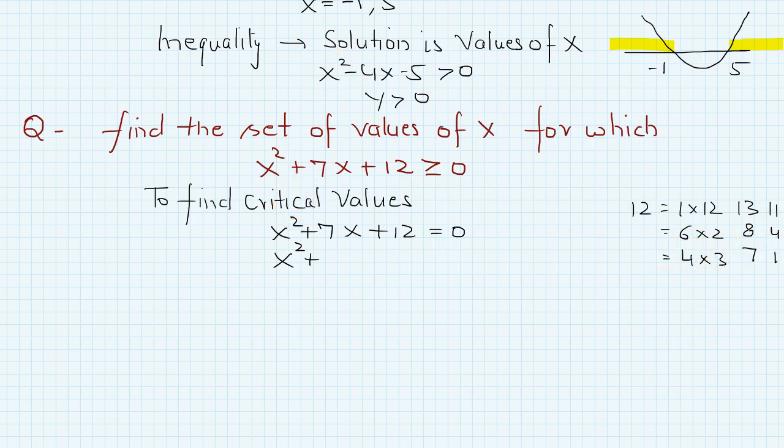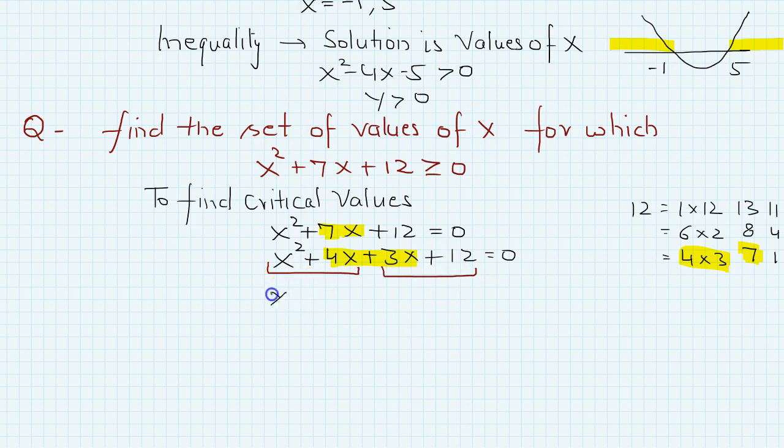So now we can see we have 7 here, and this is 4 plus 3. So instead of 7x we will write 4x plus 3x. Had there been 13, we would have written 1x plus 12x here. So plus 12 is equal to 0. The only thing we have done is write 7x as 4x plus 3x. Now we'll group these two terms together and these two terms together.